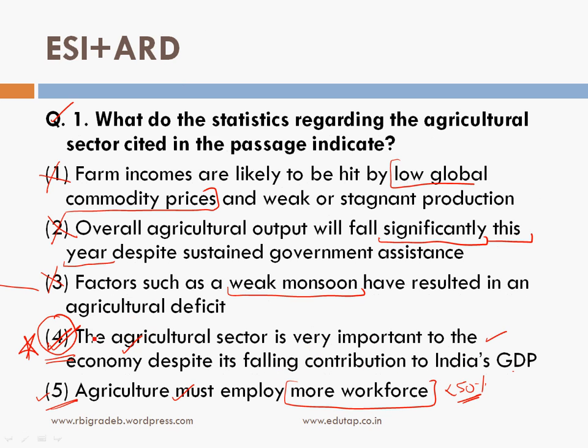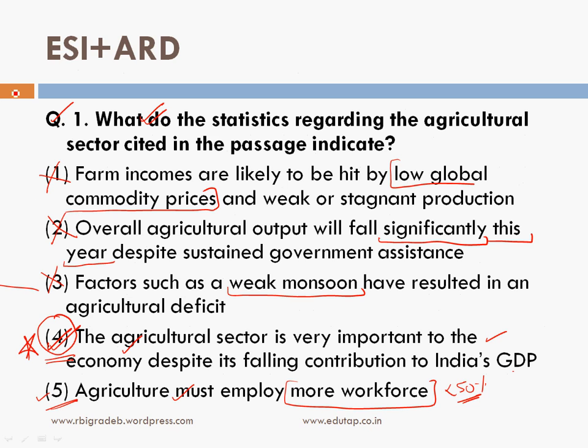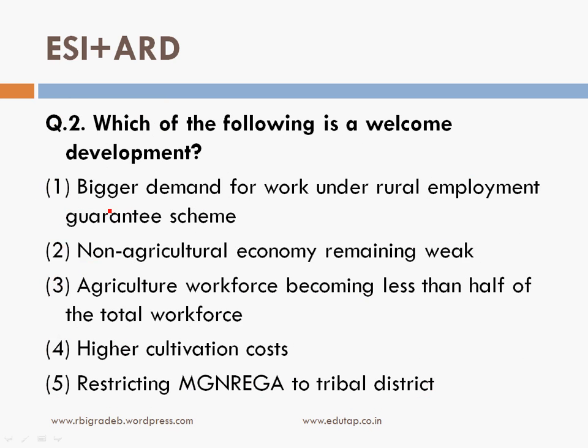Now kindly note that the answer to this question can be found in the passage, or can be inferred, deduced from the passage. Question number 2. Which of the following is a welcome development? Bigger demand for work under Rural Employment Guarantee Scheme.